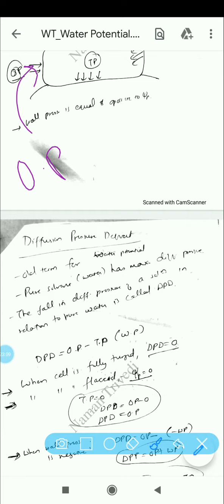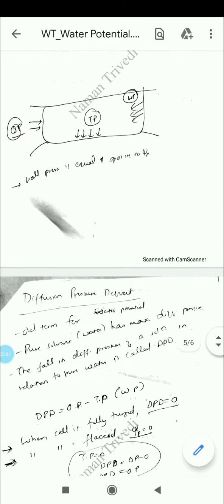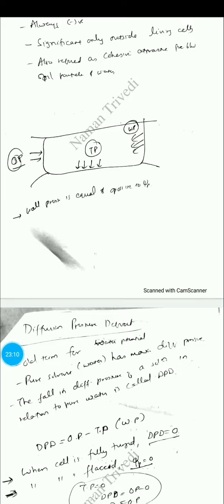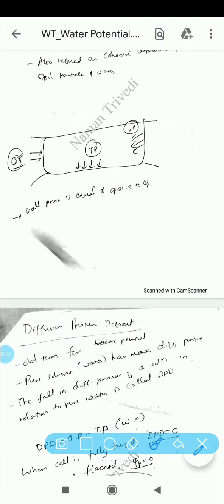This is what OP is. OP is towards the inside, as you can see, for a plant cell in which the water is entering. Now let us talk about the TP. So TP is over here, and TP, you can see, is in this direction towards the wall. I'm making the arrow darker so you can understand. TP is always the water which has entered inside the cell exerting pressure onto the wall. That is what we call Turgor pressure.